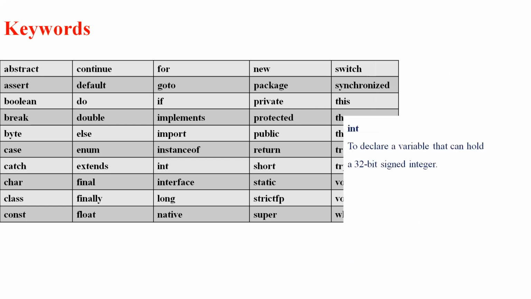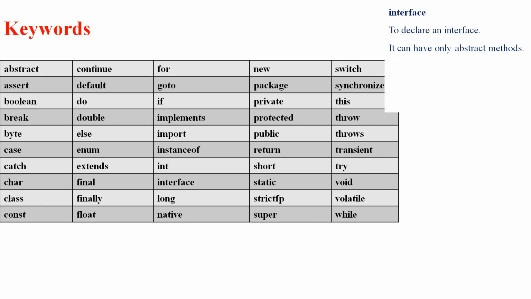Next we have int. As we know, int is a particular data type which we predominantly use in all Java programs. Like in every programming language, we use a data type called int to declare an integer variable. So int is a keyword which is used to declare a variable that can hold a 32-bit signed integer.